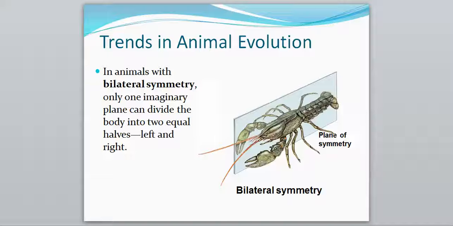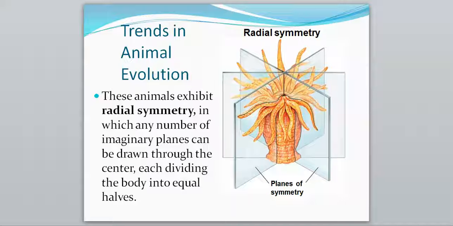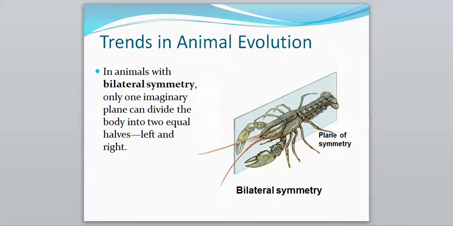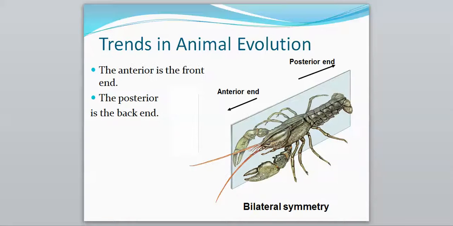Again, we'd have to go right down, right through our nose, right across our chest, straight down to equally divide ourselves in half. So that's bilateral symmetry. We have radial, which means it can go anywhere. Bilateral can be bi, meaning two, lateral, side to side. So bilateral symmetry. And just some terms to go along with this.